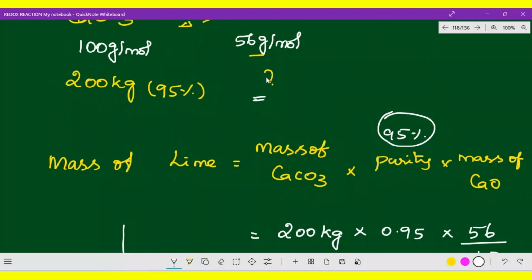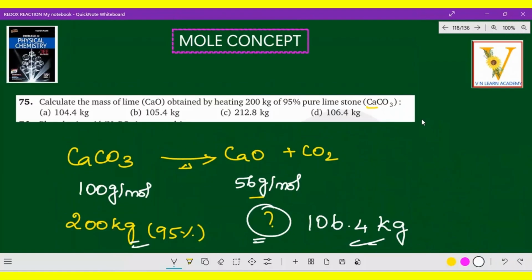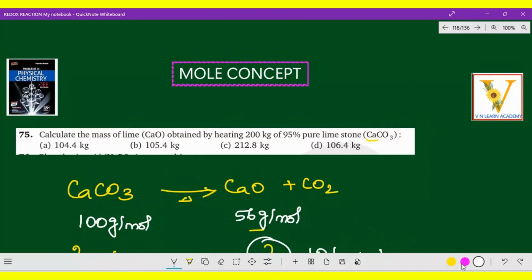I hope you got the clarity. So this question mark becomes an answer: 106.4 kilograms. Here kilogram was mentioned, so here also kilogram. So which is the correct option? Yes, D is the correct option. Hope you understand the way you calculate the answer. Right, come on, let's go to the next question.